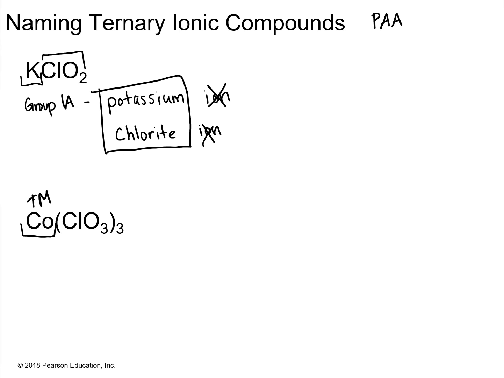We first have to look at the anion. Use that chart, look up ClO3, and you'll see it's the chlorate ion.